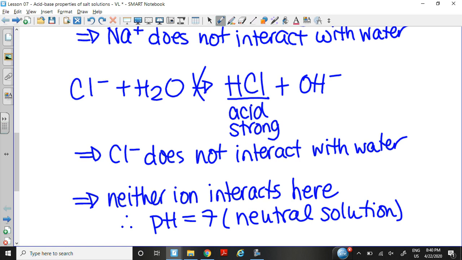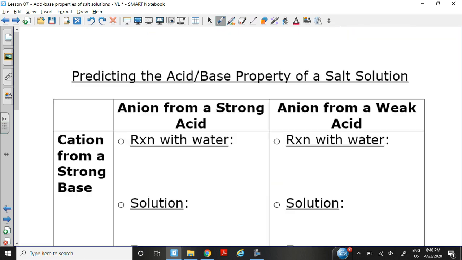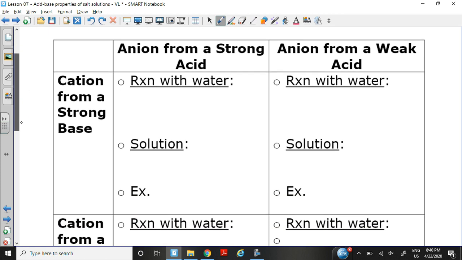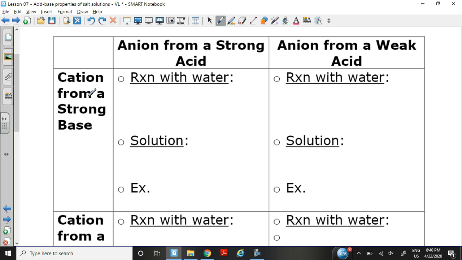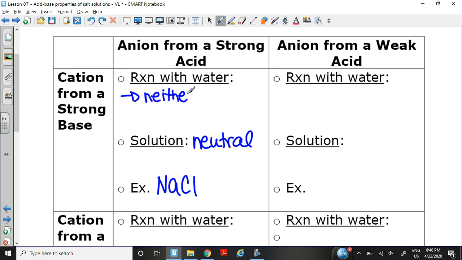On the last page of our lesson, if you have them printed off, there's a chart. After we finish each example, we're going to flip to this chart and fill in some information. So the first example, we're going to fill in this first box in here. The example that we saw is sodium chloride, and we said it's a neutral solution. What do we do with the other part in the chart up here? Reaction with water. Here we're going to write neither ion reacts.